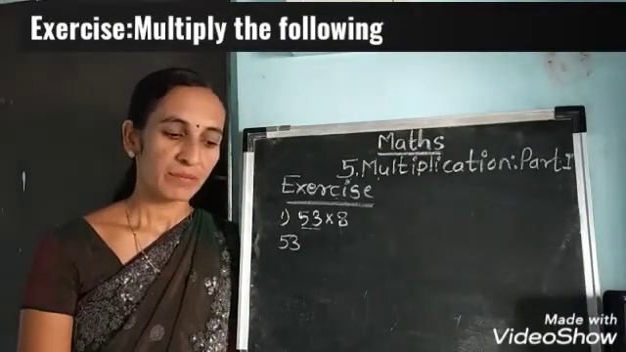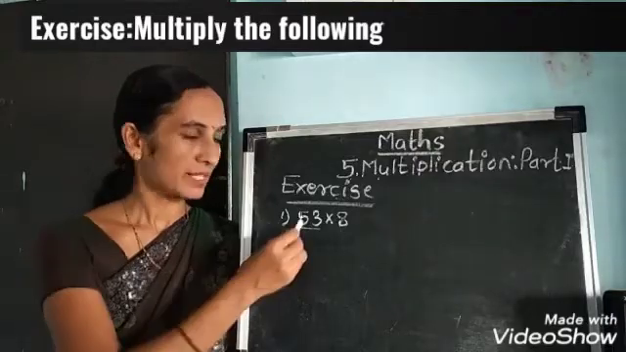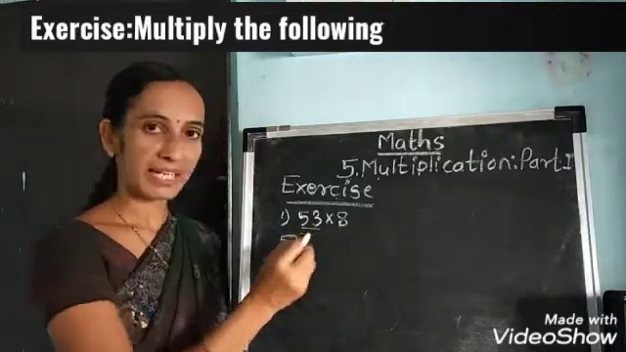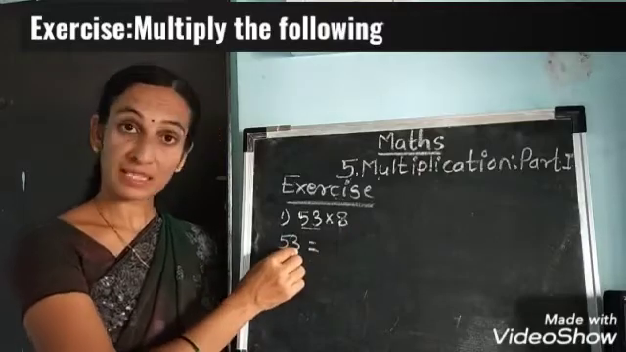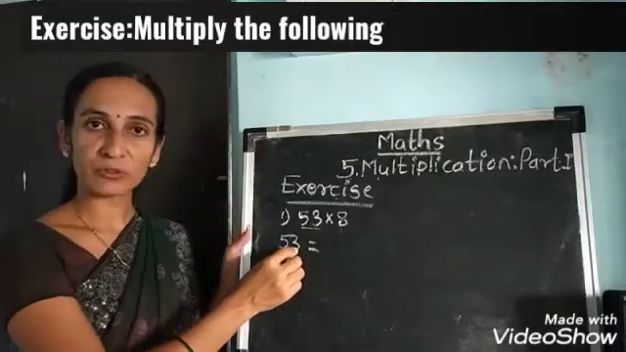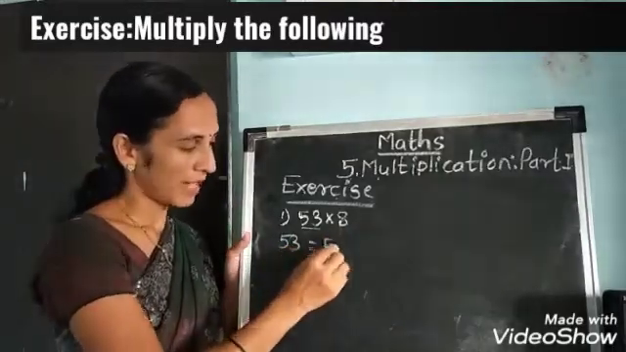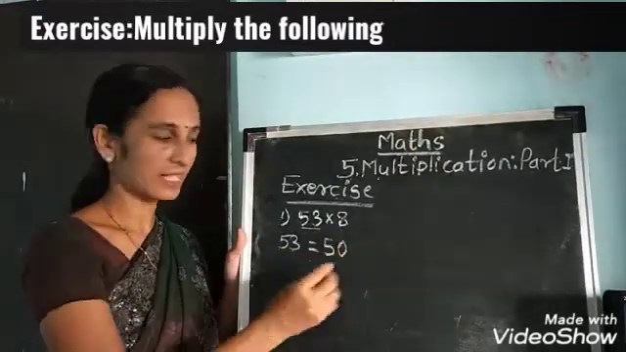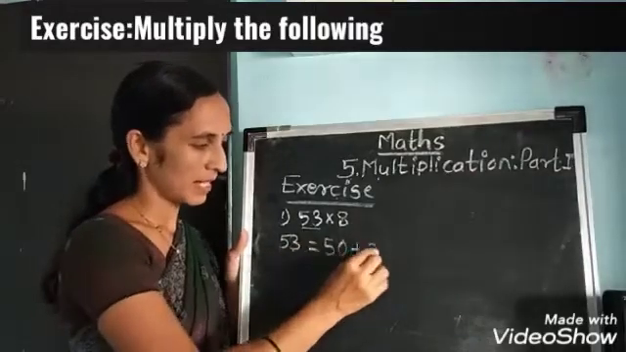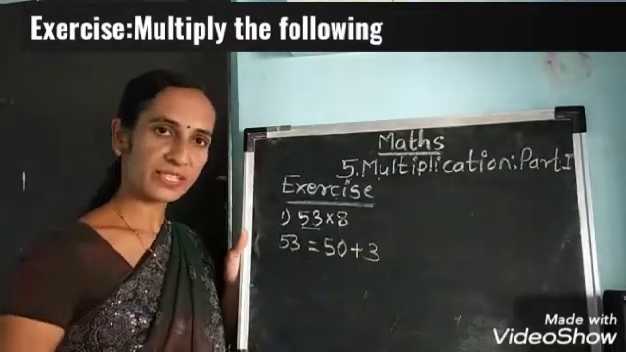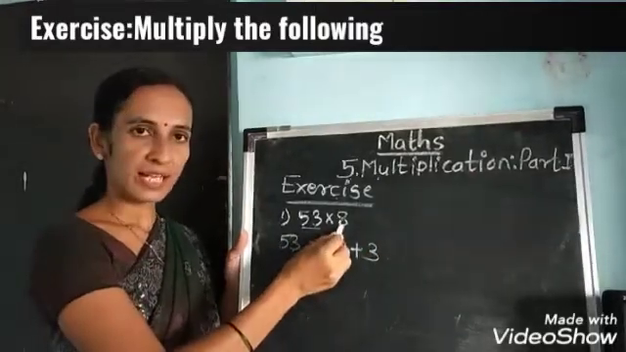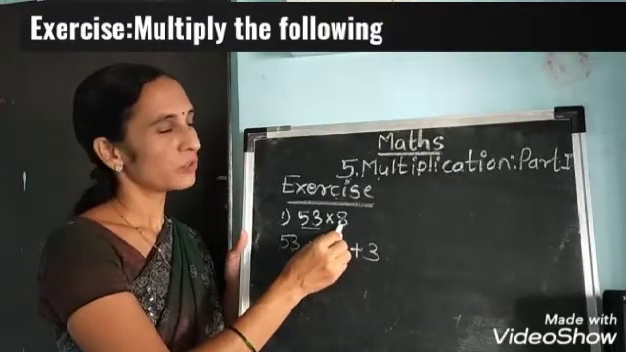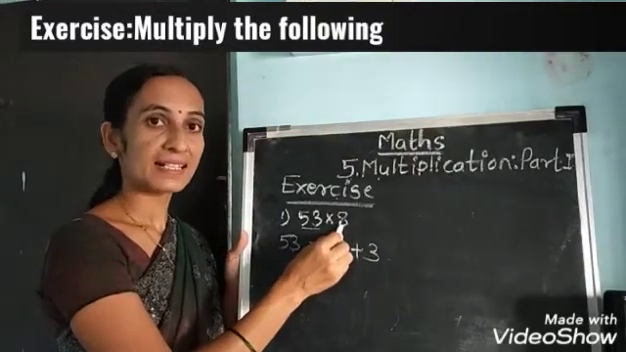Question number 1. Multiply the following. First example, 53 multiplied by 8. First find the expanded form of 53. How to find? Write down 5. After 5, how many digits are there? Only 1, so give 1 zero. 50 plus this 3. After 3, no digits, so don't give 0. Is it needed to write the expanded form of it? No need, because it is a single digit number.